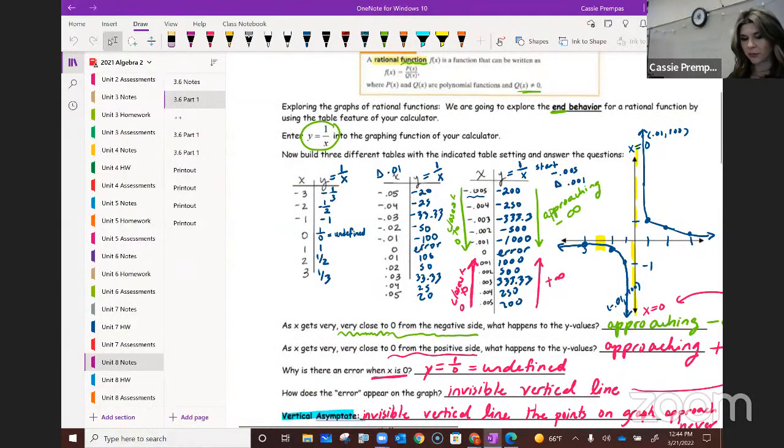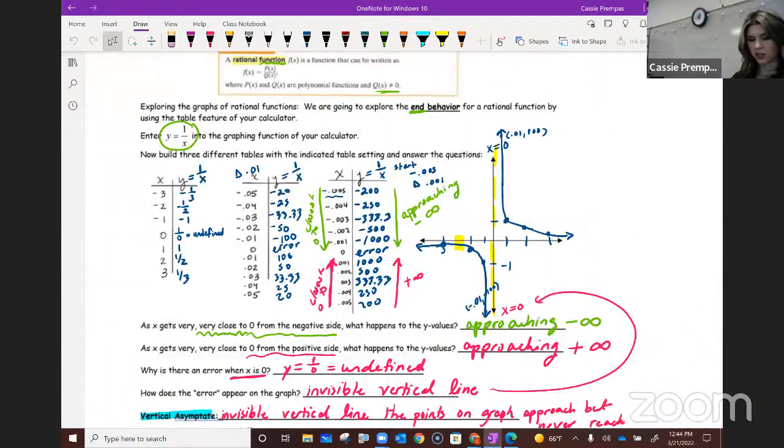Last week, we saw that rational functions, those are functions that are fractions, could have vertical asymptotes. And the vertical asymptote is really the vertical line that comes from the denominator, what would make the denominator equal 0. All the points on the graph will approach that asymptote, but not touch it.